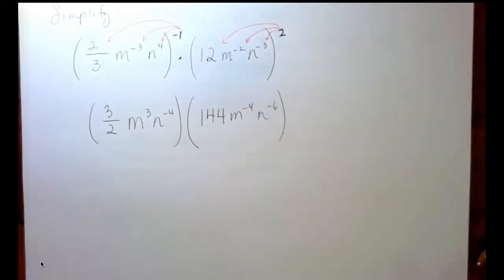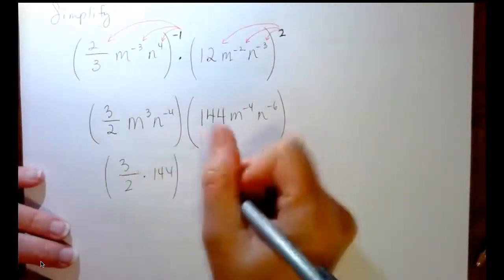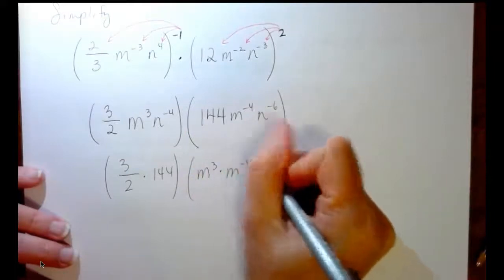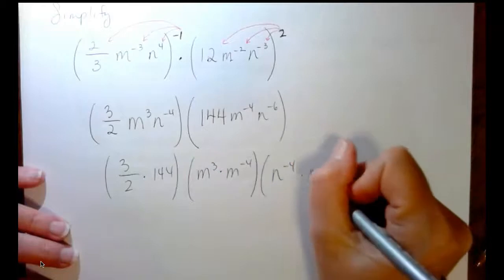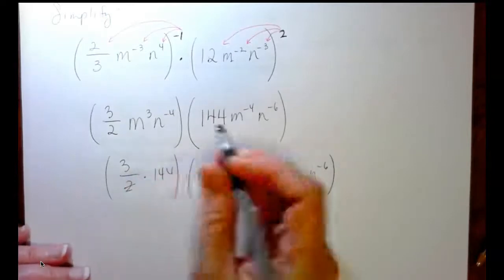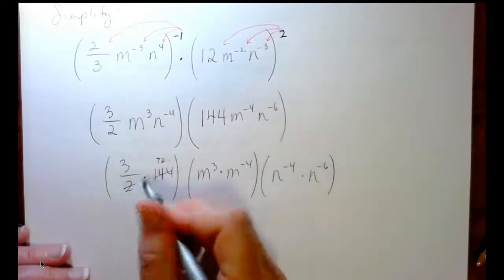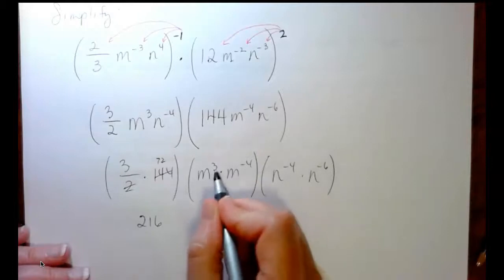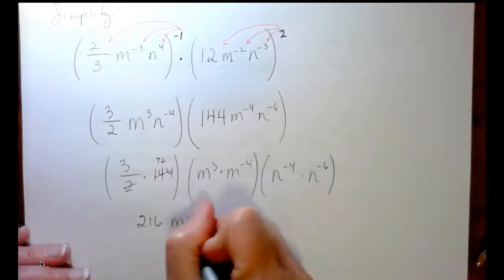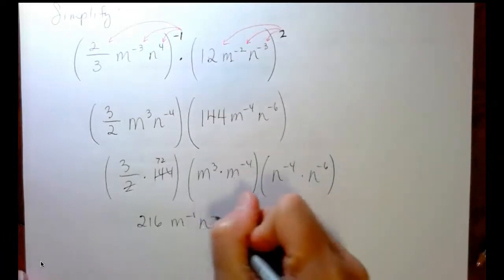Now let's actually use the commutative property and the associative property. Let's group together what goes together. So 3/2 times 144, m to the 3rd times m to the -4th, and n to the -4th times n to the -6th. 3/2 times 144: 2 goes into 144 72 times, and 3 times 72 is 216. m to the 3rd times m to the -4th is m to the -1. We're multiplying, the bases are the same, so add those exponents. n to the -4th times n to the -6th is n to the -10th.